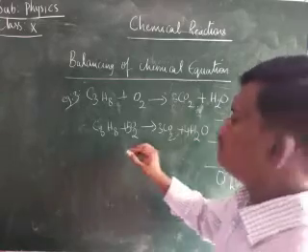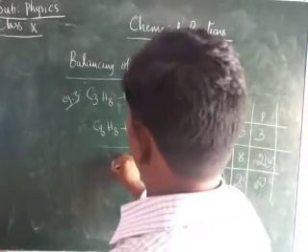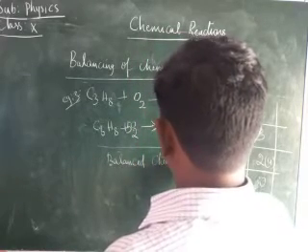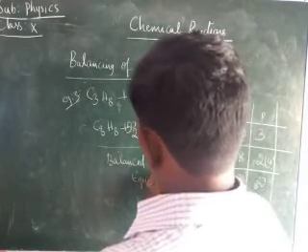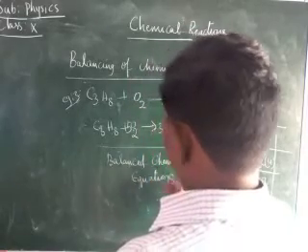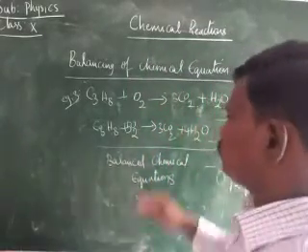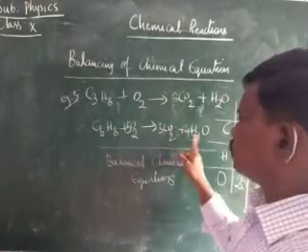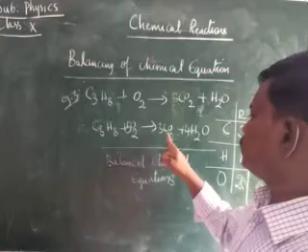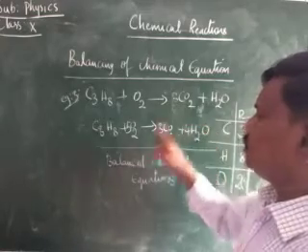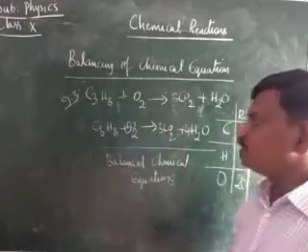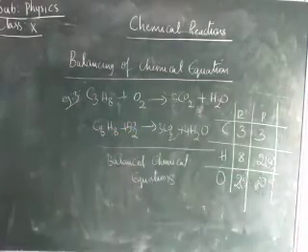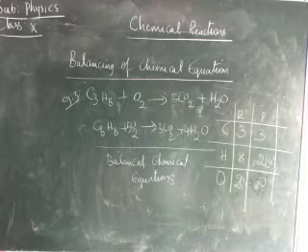This is the balanced chemical equation. Therefore the number of atoms on the reactant side are equal to the product side. 3 carbons, 3 carbons. 8 hydrogens, 8 hydrogens. Here 3 2s are 6 oxygens and 4 oxygens, total 10. Here 5 2s are 10. Therefore it is balanced. Okay children. Therefore here it is a balanced chemical equation.